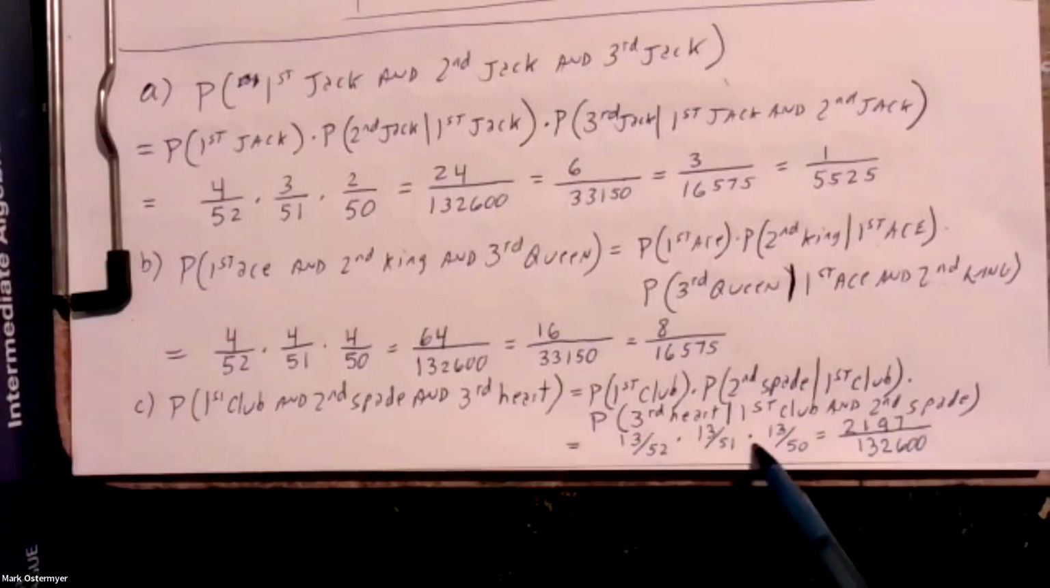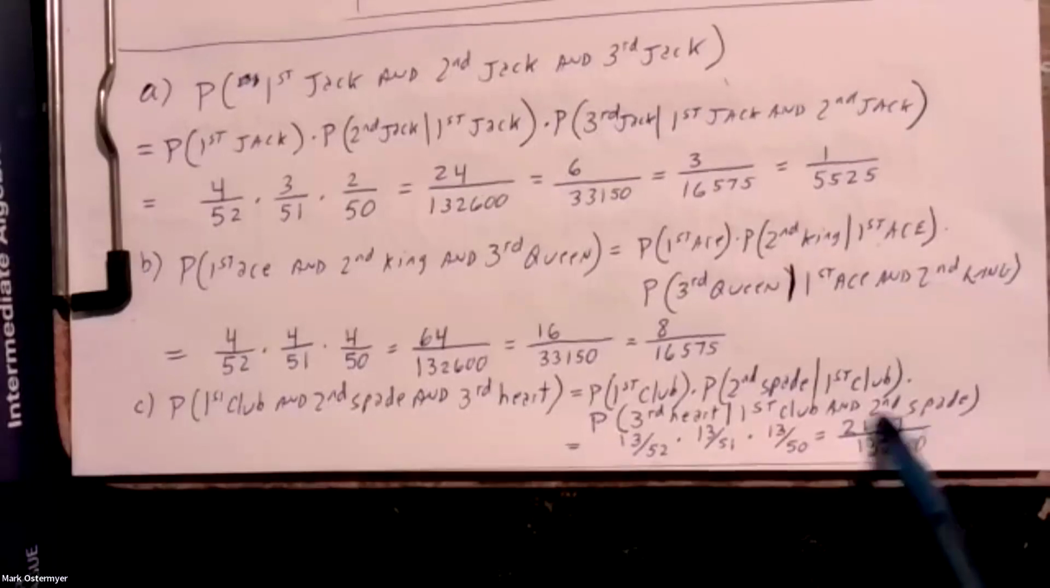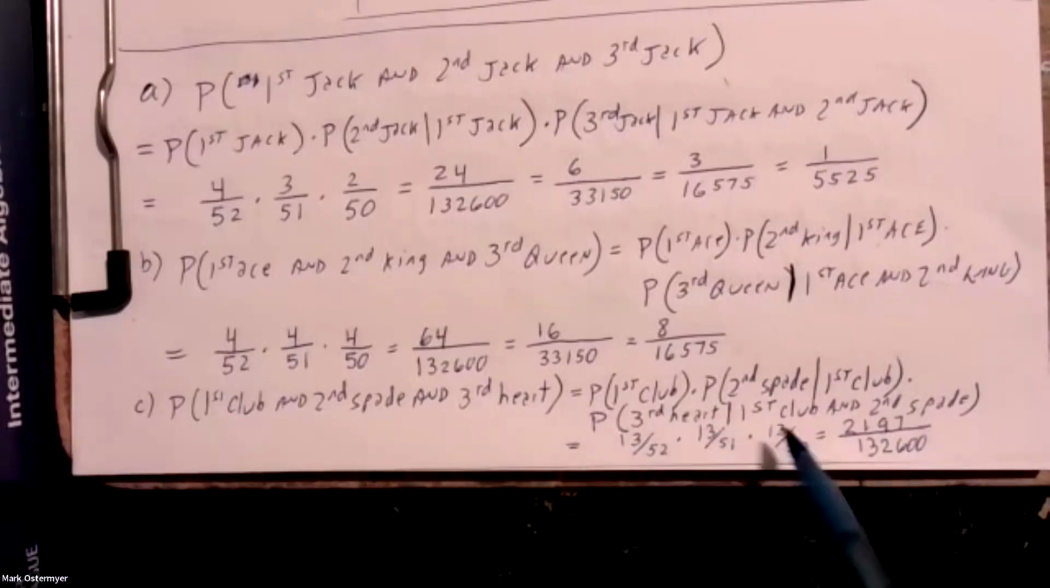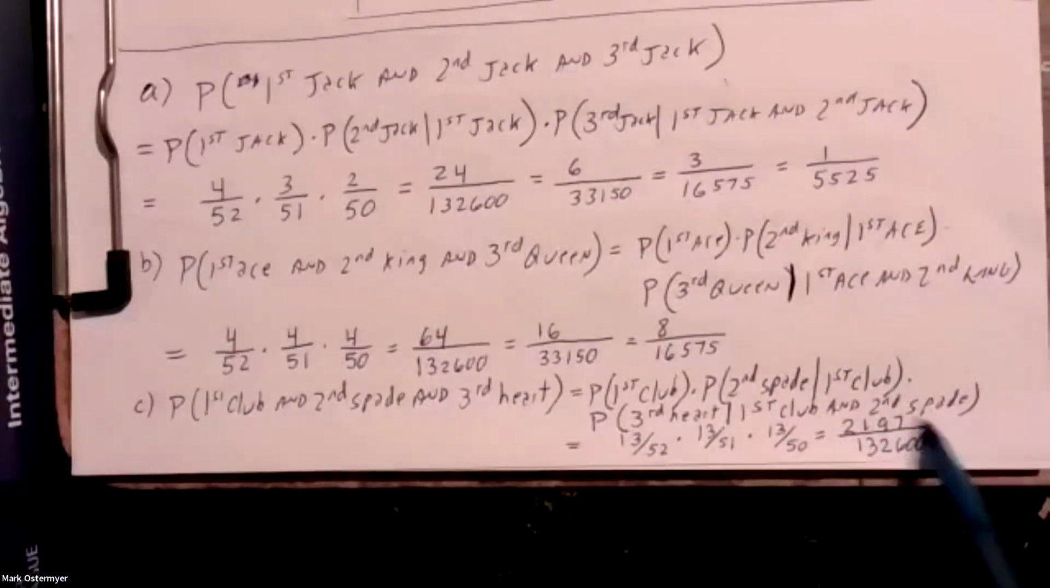13/51, times, given the first selection is a club and the second selection is a spade, those cards are kept out of the deck. What then is the probability that the third selection will yield a heart? That would be 13 over only 50 cards left. Multiply these together, you get that probability.